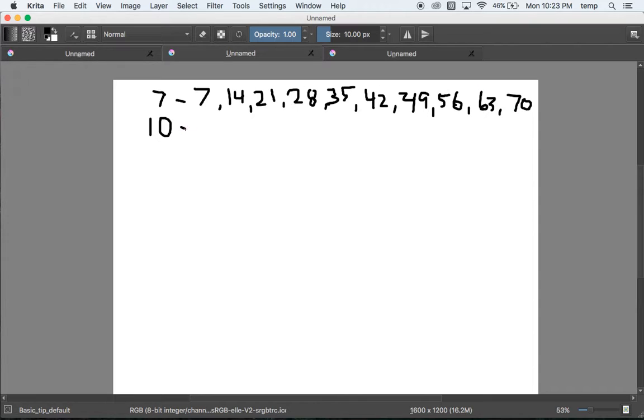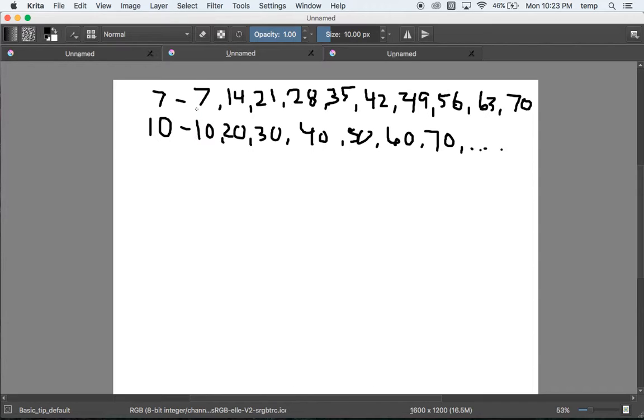We also have 10 here, so multiples of 10 would be 10, 20, 30, 40, 50, 60, 70, and so forth. And so what we're looking for in common multiples is a multiple that is the same in both of these two numbers. It's common between the two.